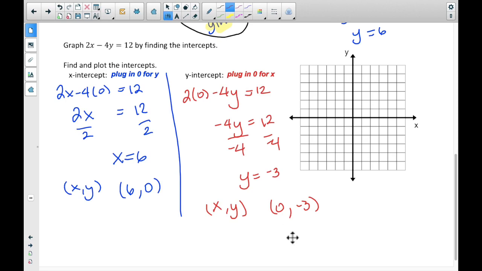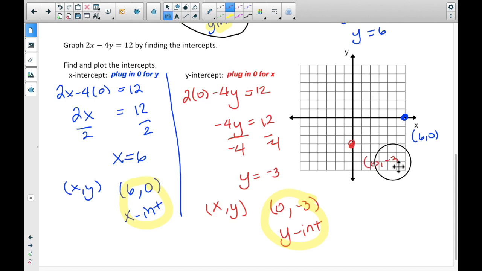So this, once again, is my y-intercept. The other one is my x-intercept. All right, what I need to do now is graph these 2 points. This one is at 6, 0. So I'm going to go over to my graph. 1, 2, 3, 4, 5, 6. Here's the point 6, 0. And then 0, negative 3. 1, 2, 3 is right here. That's the point 0, negative 3.